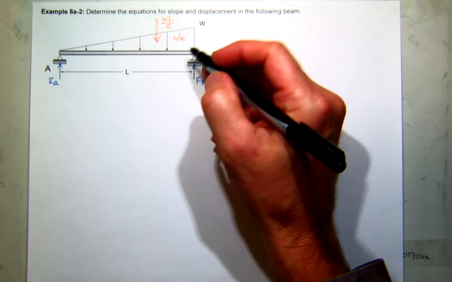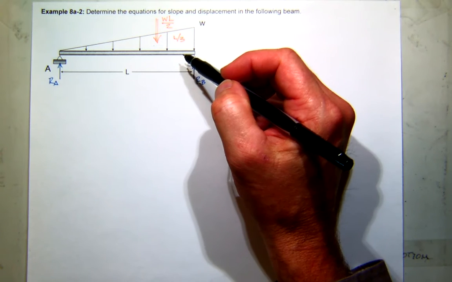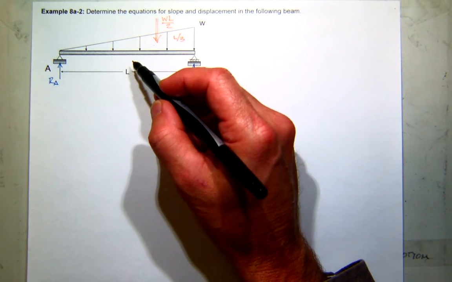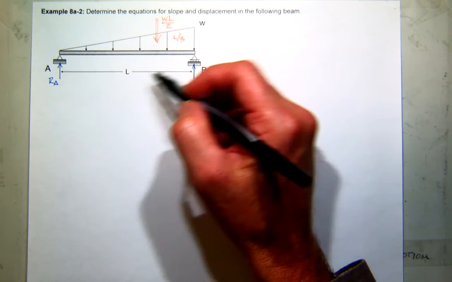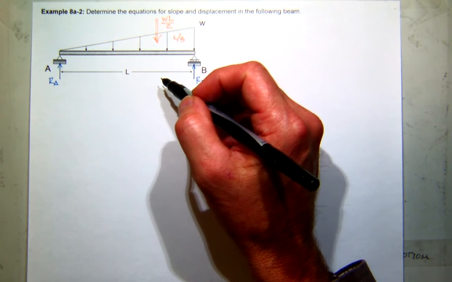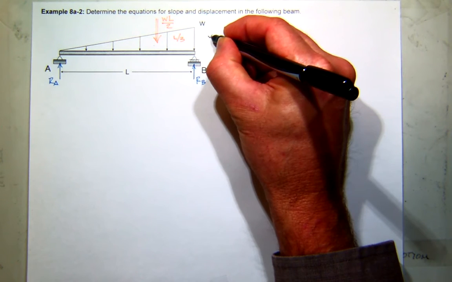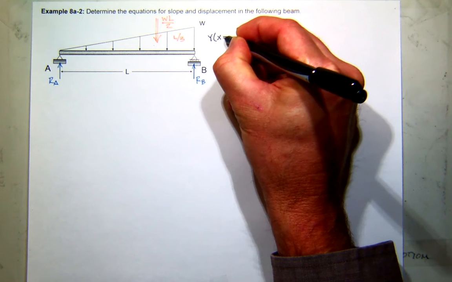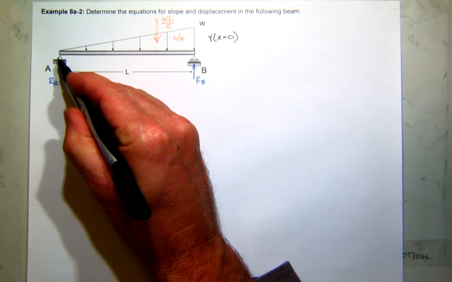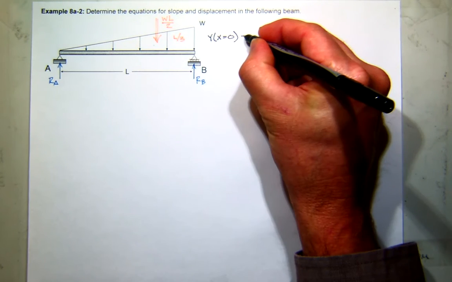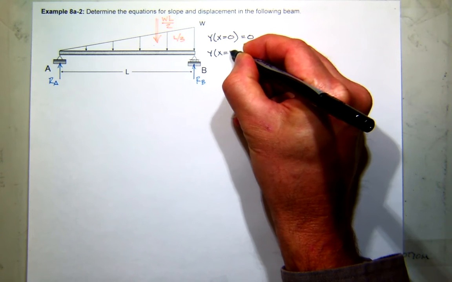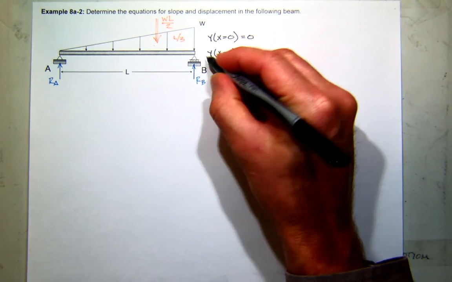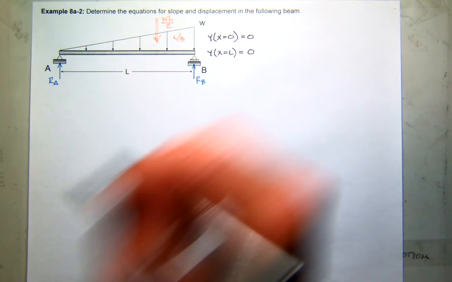Also, as we move forward, what kind of conditions do we know about slope and displacement? Unlike the last problem, I don't know where the slope's going to be 0. It's going to be 0 in here somewhere, but I have no idea. But I do know that my displacement at x equals 0 is 0, and my displacement at x equal L is 0. So there's my two conditions that I'll use.